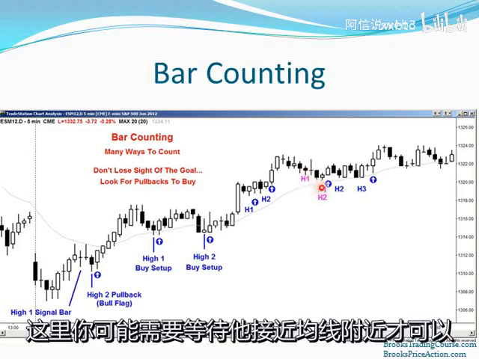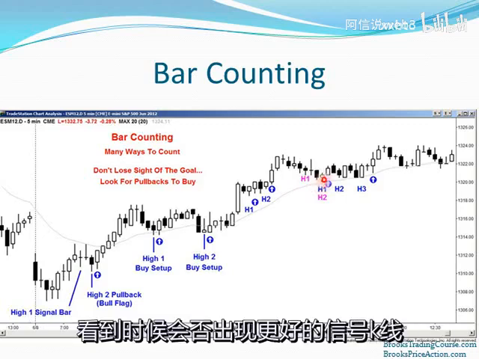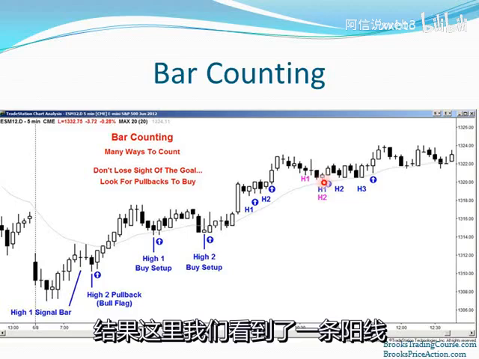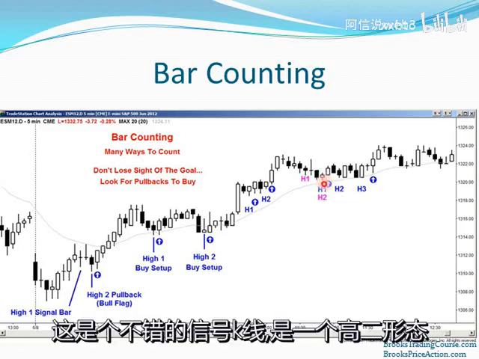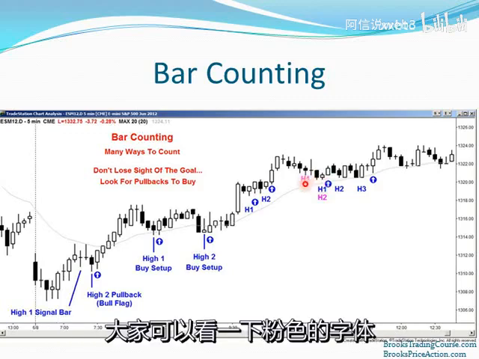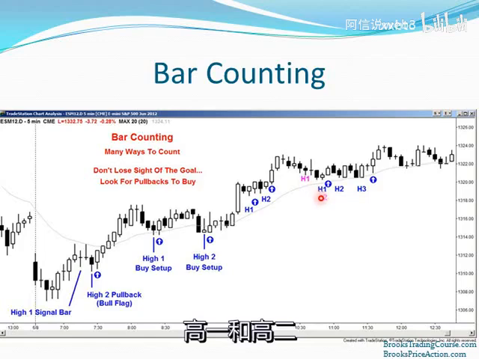Here you might want to wait until we get closer to the moving average and to see if we get a better signal bar, and here that's what we have. We have a bull body, which is a better signal bar, so a high 2. You can count it using the pink numbers, high 1, high 2.